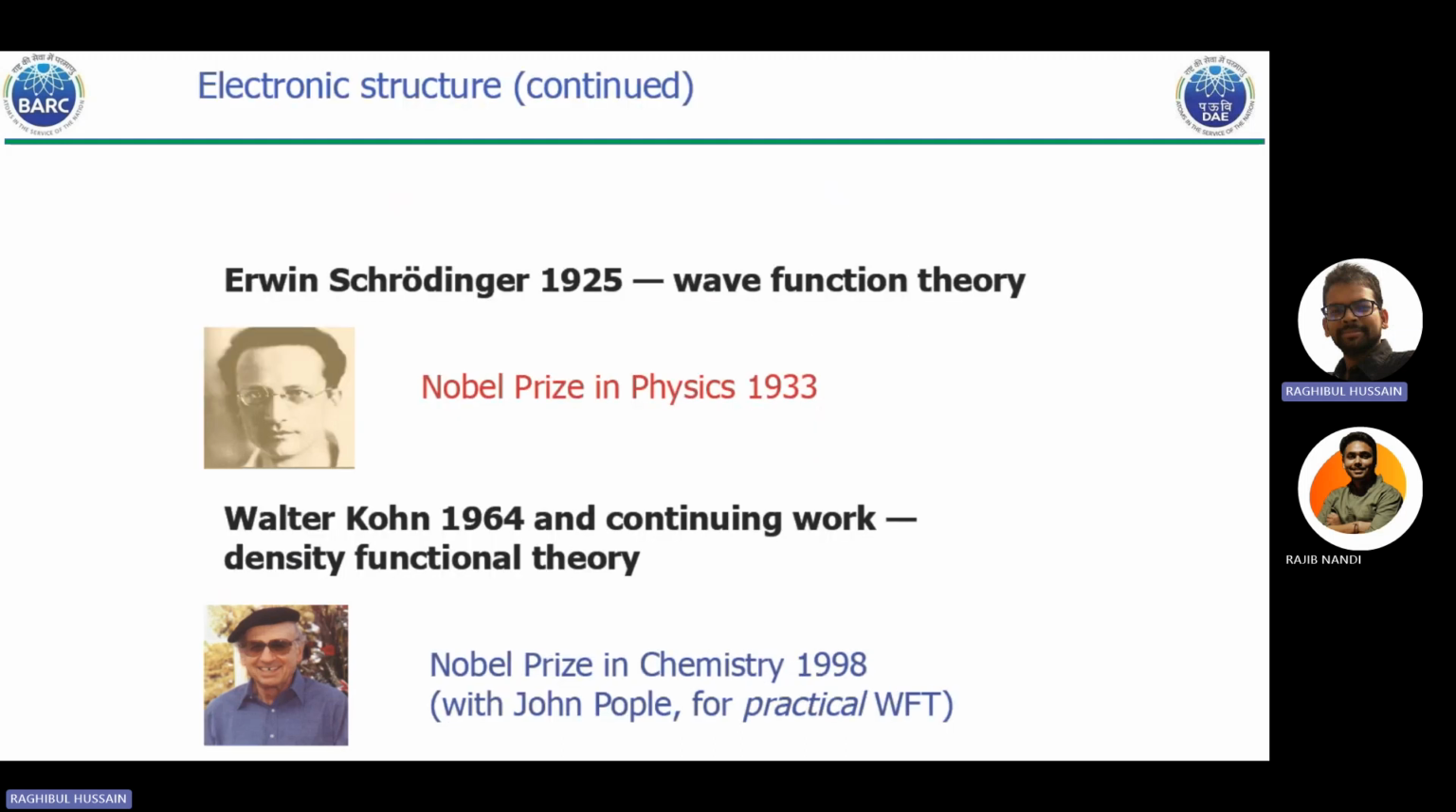So Schrodinger developed his wave function theory earlier, and he got the Nobel Prize in 1933. And this guy, Walter Kohn, along with his guide, Pierre Hohenberg, developed the theory first, but he could not give the application. He could not give sufficient data that his theory is really working.